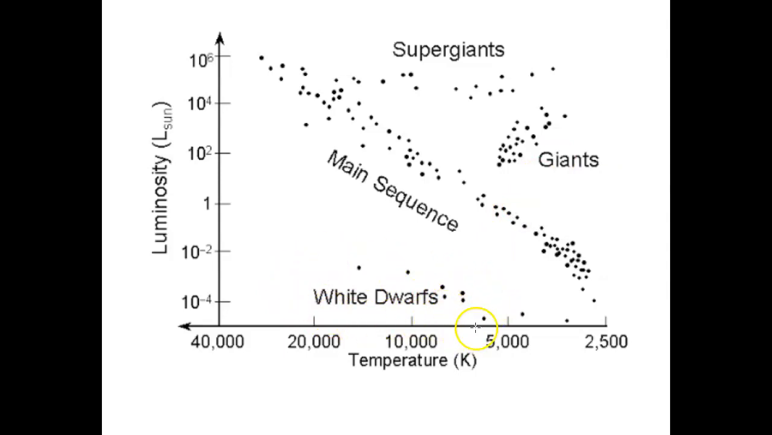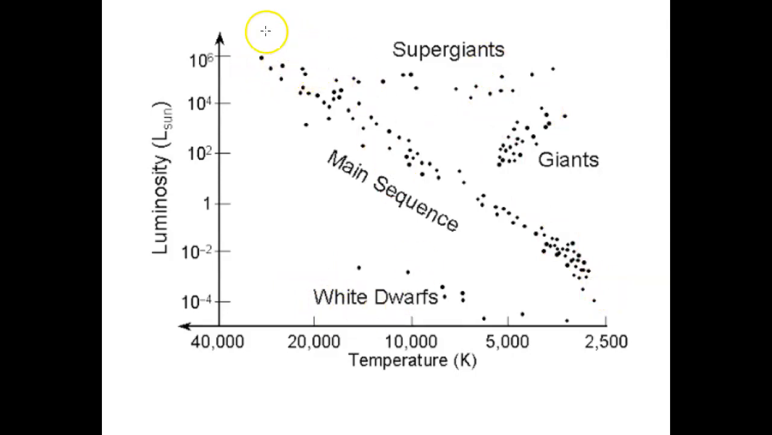And they will collapse into an object that is about the size of the Earth, or about the size of a planet. It will be extremely hot and it will be extremely dense, but it will not be very luminous because it will have a low surface area. So the main sequence band follows the higher temperature, more luminous, lower temperature, less luminous trend. But giants and supergiants and white dwarfs are the exception to that trend.